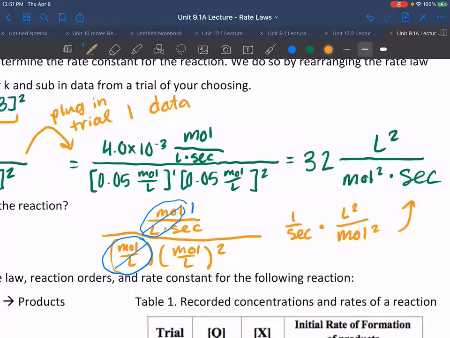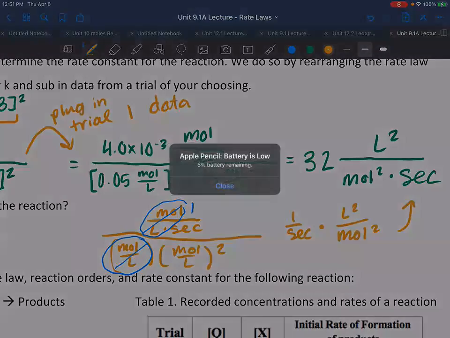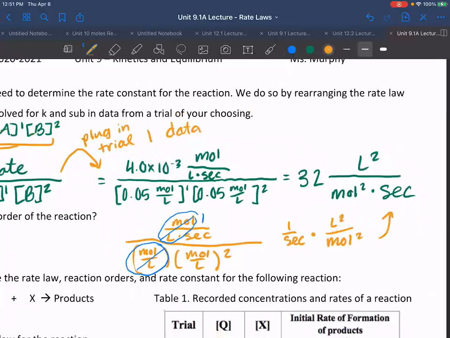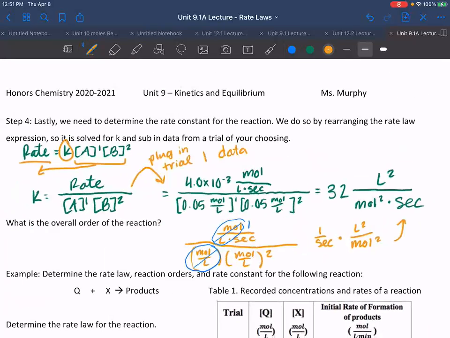You can, in a sense, if you remember that liters will always be on top, you'll always have moles per second on the bottom. And depending on what order you have will affect whether the liters and moles are squared or cubed. So what's the overall reaction order for this one? The reaction order is 1 plus 2. So it'd be third order. That's when you add the exponents together.